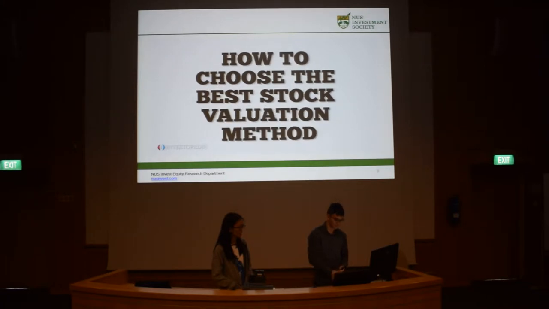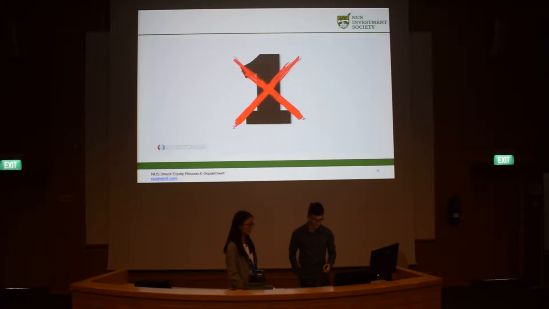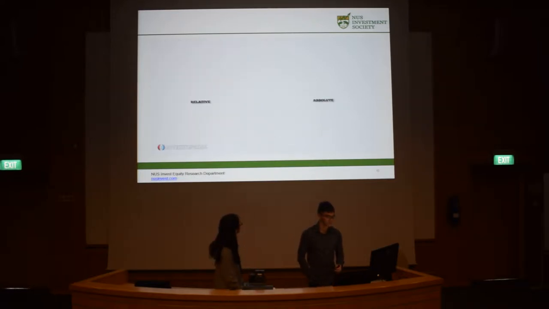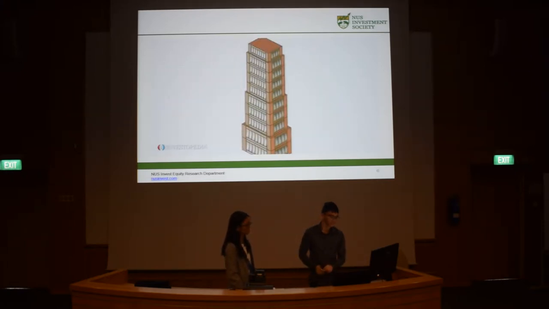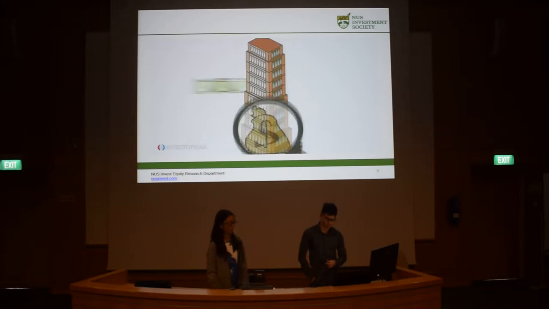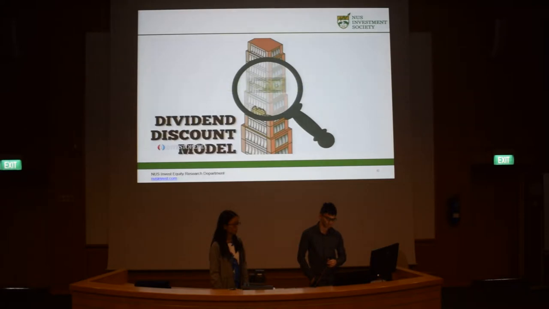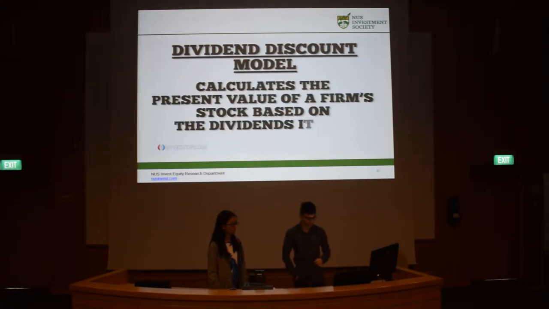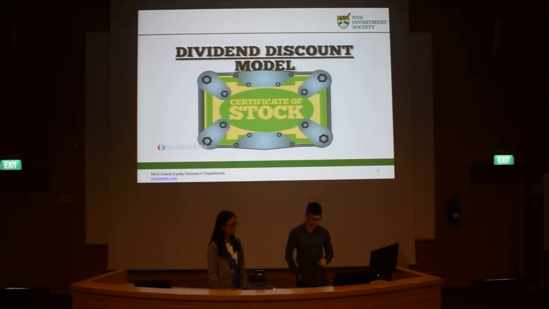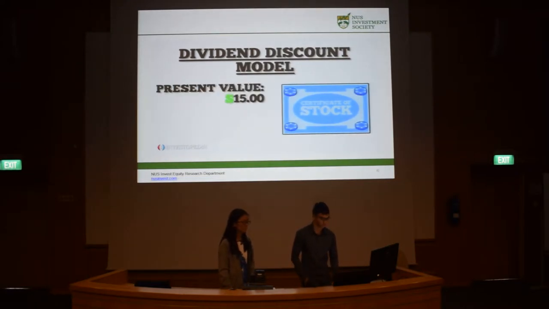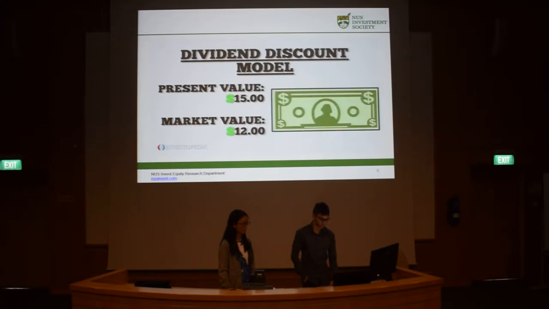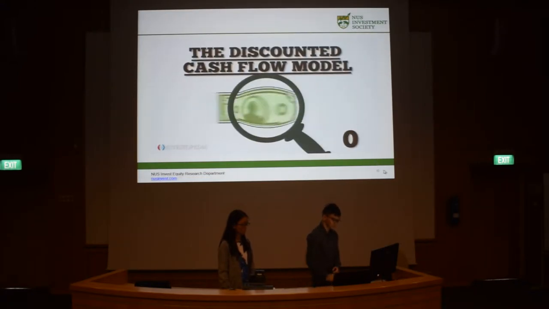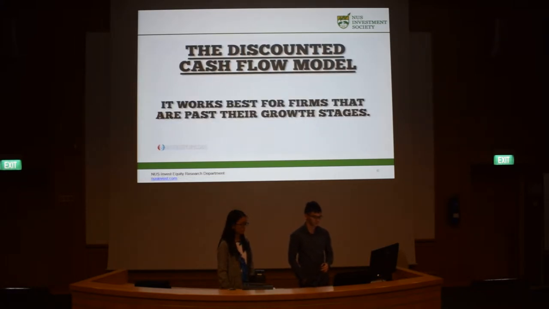How to choose the best stock valuation method? There's no single valuation tactic that works for all stocks in every situation, but a company's characteristics provide clues to investors about the best method to use. Valuation models are usually absolute or relative. Absolute methods look for the true value of an investment based on a company's fundamentals, like the dividends it pays or its cash flow. Valuation models include the dividend discount model, the discounted cash flow model, and others. The dividend discount model calculates the present value of a firm's stock based on the dividends it pays. This only works for stocks that pay stable and predictable dividends, which are typically mature blue chip companies. If the model shows a stock's present value is more than its market value, it's a good time to buy that stock. The discounted cash flow model may work for stocks that don't pay a dividend. It looks at the present value of a firm's future cash flows to determine a fair value for its stock. It works best for firms that are past their growth stages.